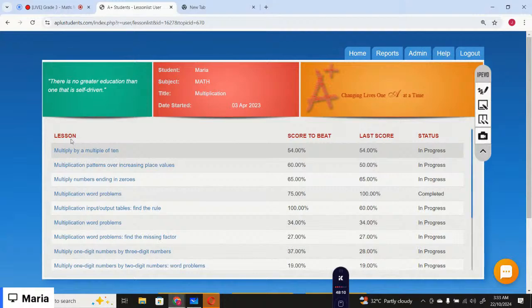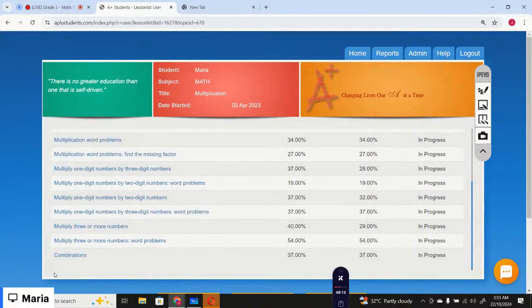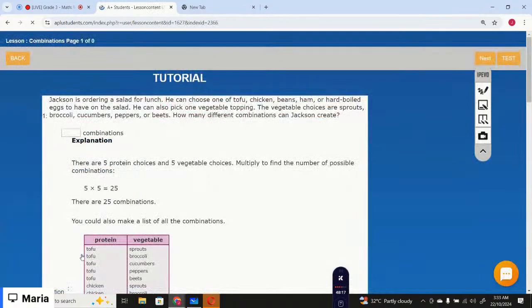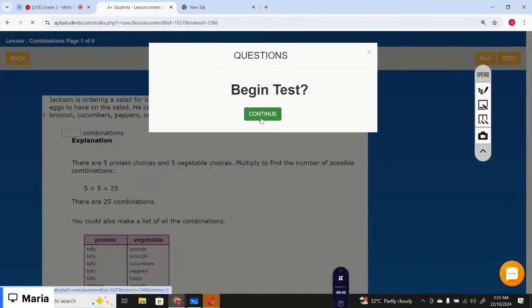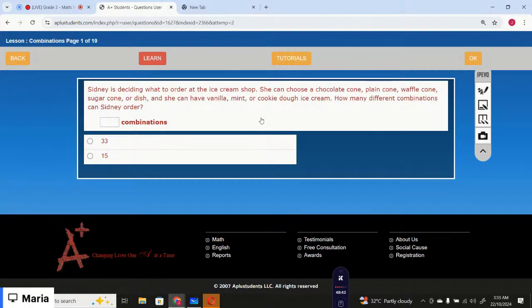The next lesson is combinations. That is the last lesson from the chapter. Let's just start with the test questions. You can have a look at the tutorial by yourself later today. So let's just start with the test questions.